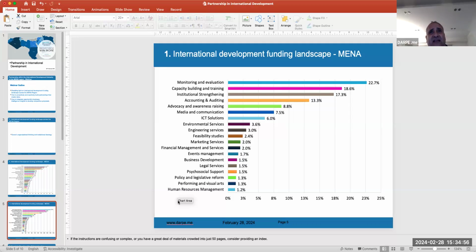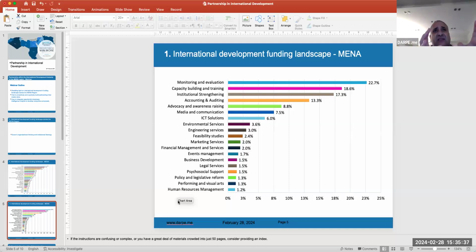And then after that come advocacy and awareness raising, media communication, and ICT solutions at 6.1%. This is understandable, because ICT solutions relate to infrastructure, which as a sector was little, only 2%. Then even environmental services and engineering services are little. You can see that engineering is little here, 3%, but it is still there. And then you go down to a list of other services that are requested.